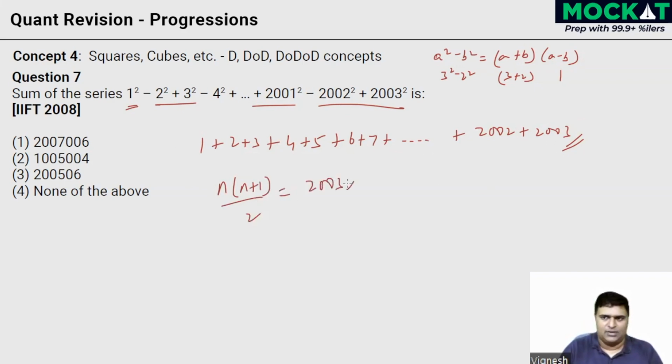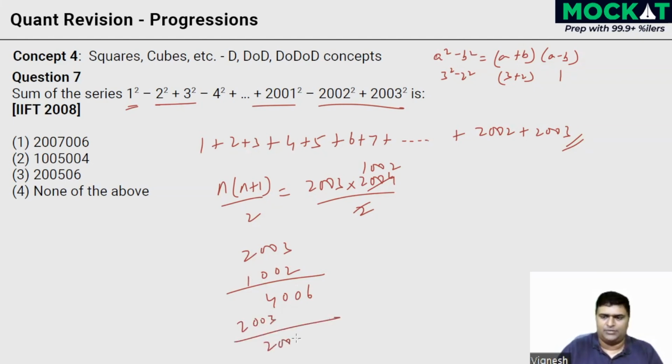2003 into (2003 plus 1), which is 2004, divided by 2. Divide over here, you get 1002 into 2003. In the exam, calculator is not working, right? You can just do 4006, 1 over here, right? So you shift by 0, and 1 to this is going to give you 2003. You add it up, 2007006, and that for you, option 1 is the answer over here.